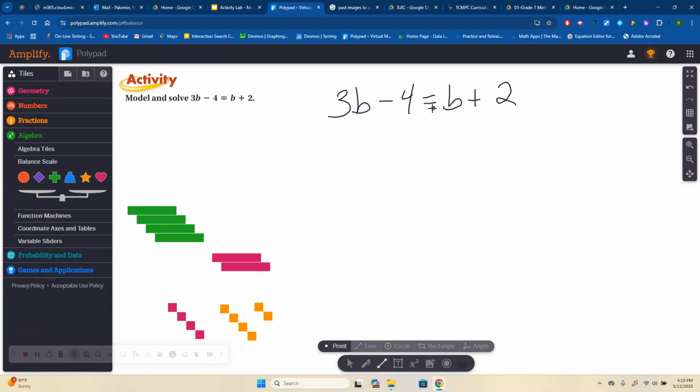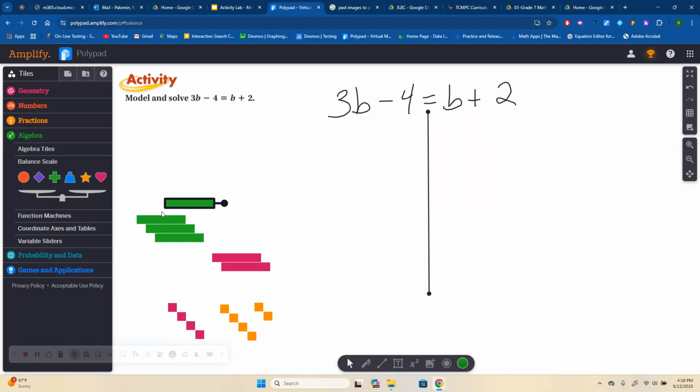It's just going to look a little different, and we're going to use these things called algebra tiles to do that. I draw this line to model the fact that this side is equal to this side, and this is my equal sign being modeled all the way through. This is called the left side of the equation. This is called the right side of the equation. So let's go and start modeling.